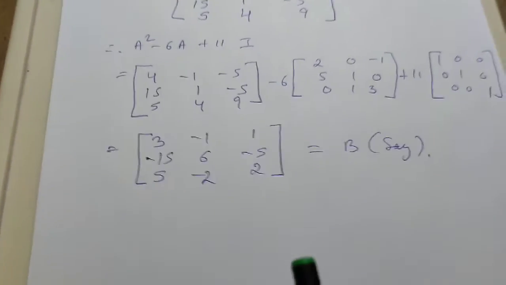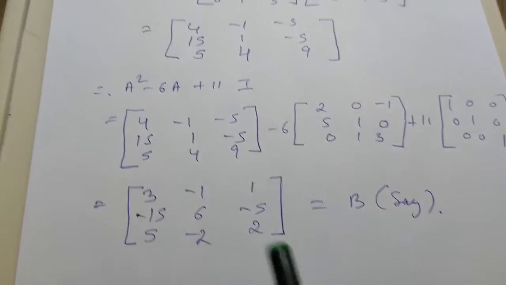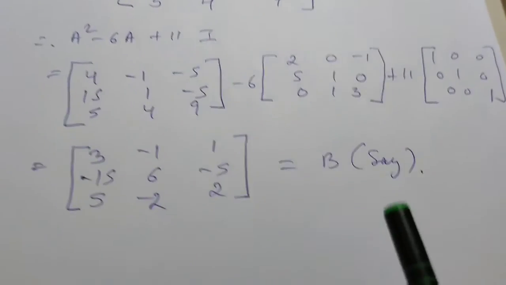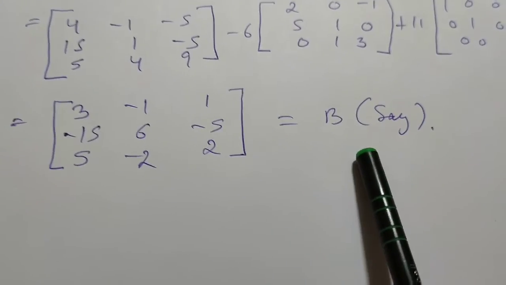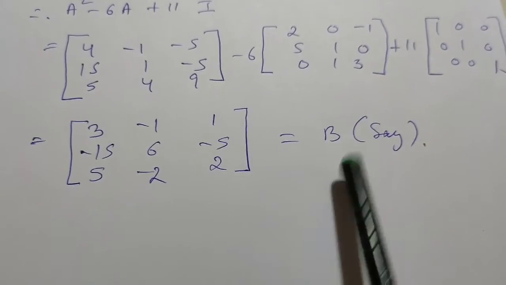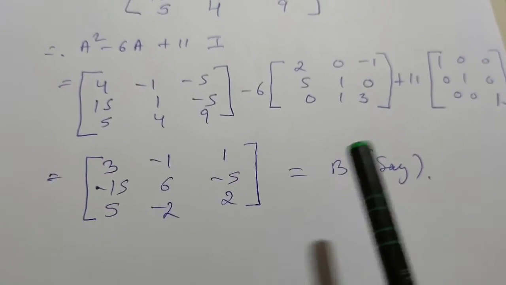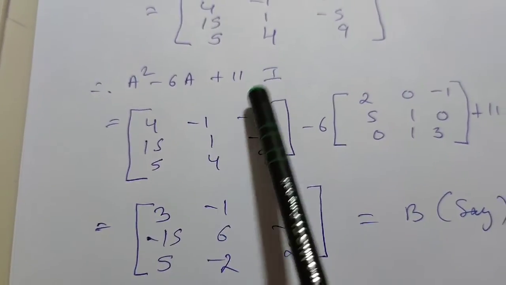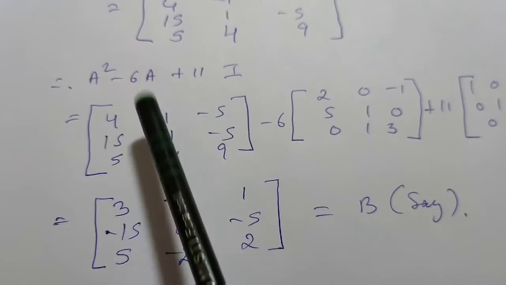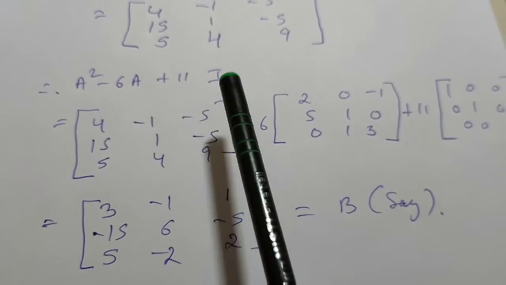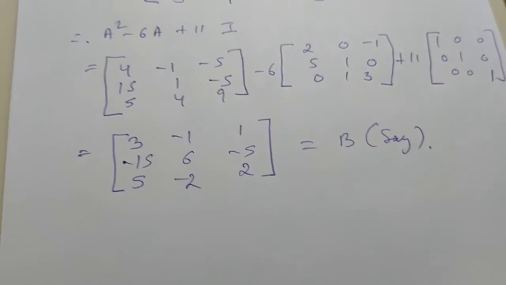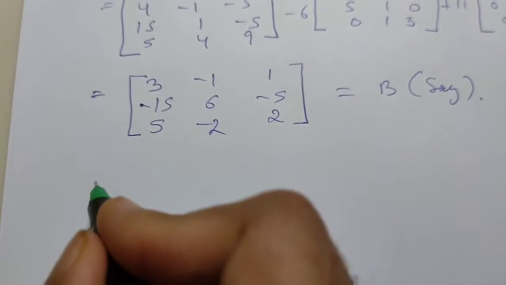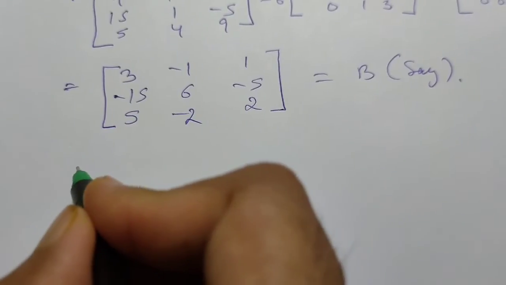Now if we need to prove that A square minus 6A plus 11I is equal to A inverse, what we have to do is multiply this matrix B with A. If on multiplication we get the identity matrix I, that means B is the inverse of A. But what is B? B is equal to A square minus 6A plus 11I. So we can say that A square minus 6A plus 11I is the inverse of A. So let us try this one. Now we will find BA, or we can find AB, any. Let us find BA.